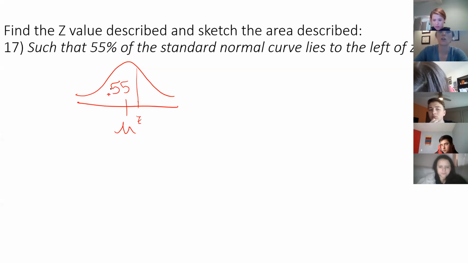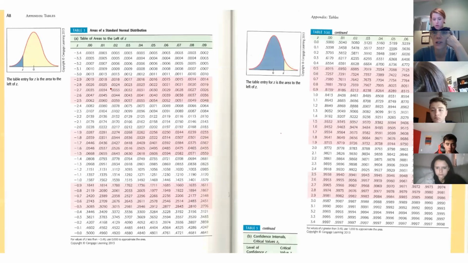You're looking for straight up 0.55 in the table. So here's your table, look for 0.55. And you already know, just from the number 55, are you looking on the positive side or negative side? Positive. Why? Because it's over 50%, so automatically it's going to be on the positive side. So you're looking for 55%, like 0.55.